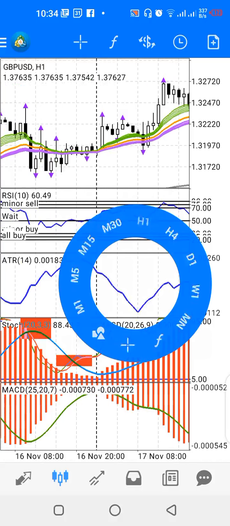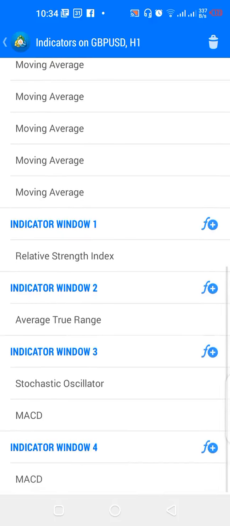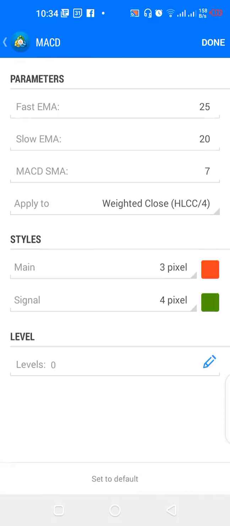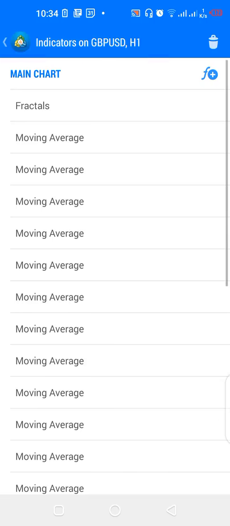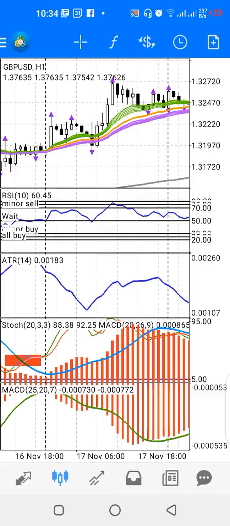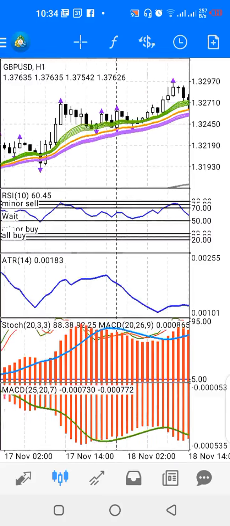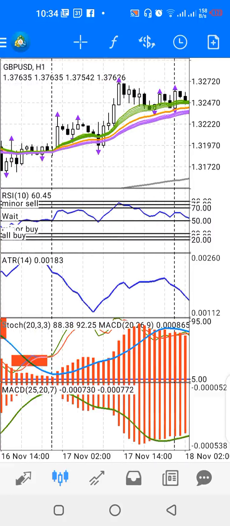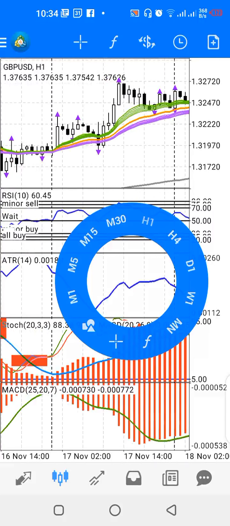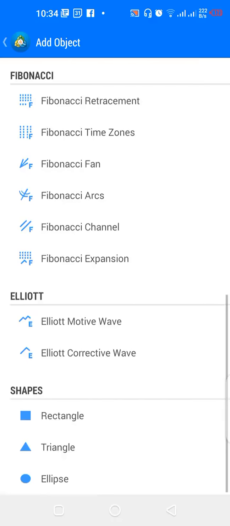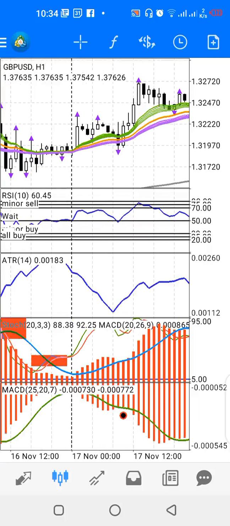indicator window 3. Now let's look at indicator window 4. You just have MACD, and the fast EMA is 25, slow EMA is 20, MACD SMA is 7. Apply to weighted close. The color of the main style is red. The color of the signal style is green. Now the essence of this is just the shape, like a bulging shape that pans out or reduces, that contracts.